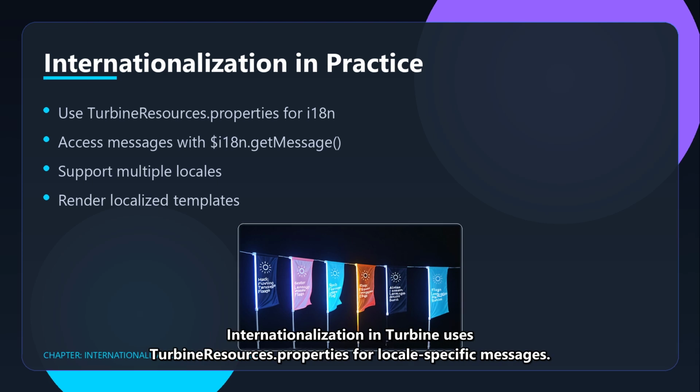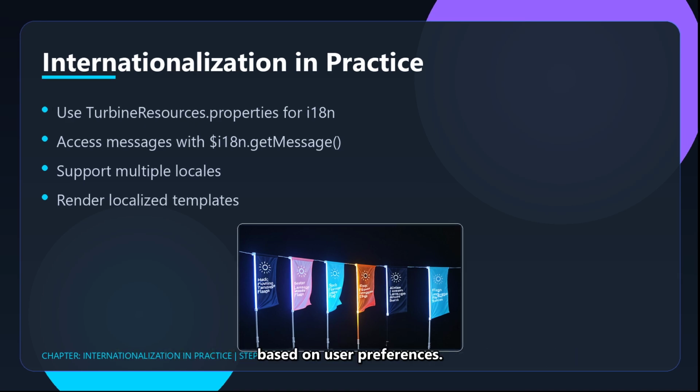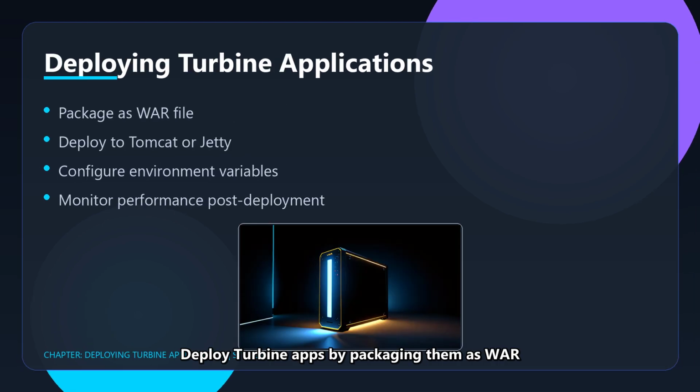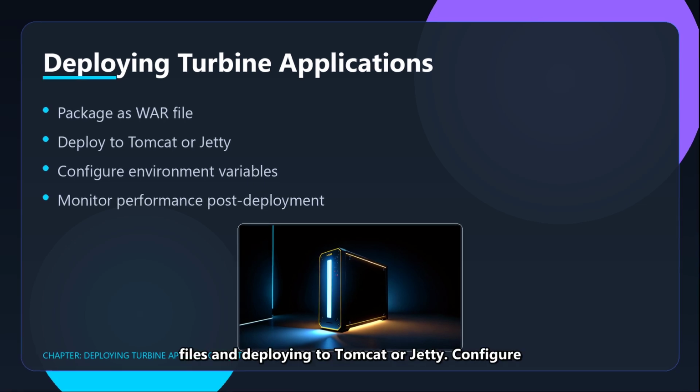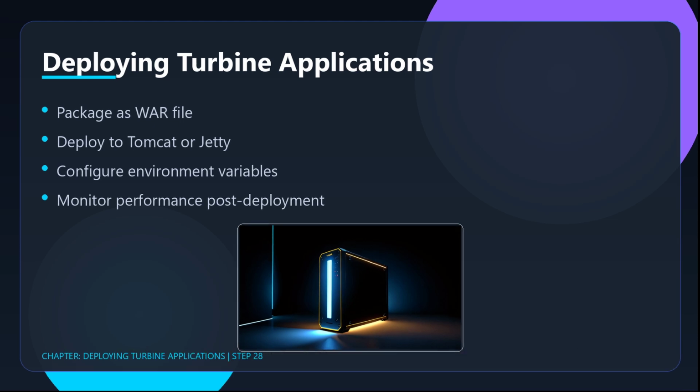Internationalization in Turbine uses TurbineResources.properties for locale-specific messages. Access them via $i18n.getMessage, and render localized templates based on user preferences. Deploy Turbine apps by packaging them as WAR files and deploying to Tomcat or Jetty. Configure environment variables and monitor performance after deployment.